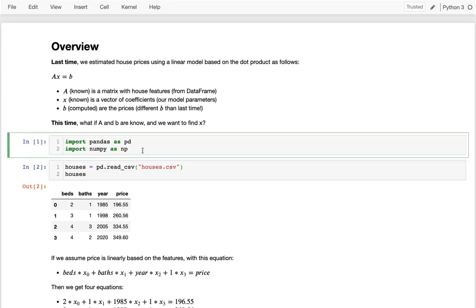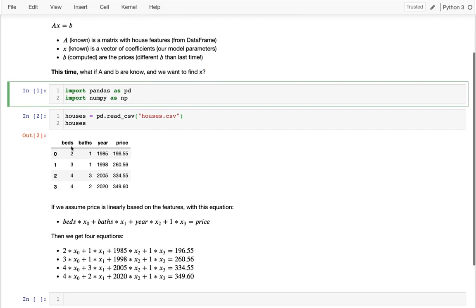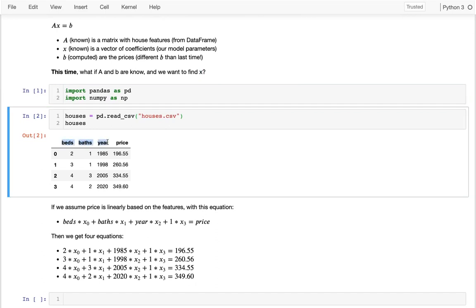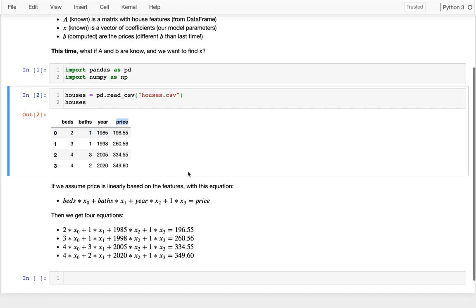So I'm going to import the data here. So I have the houses here. And you can see we have the values for A, these first three columns. B is this last column, the thing that we are most interested in. And how can we figure out what X is? Because X is what's trying to tie together A with B. So we want to work backwards.